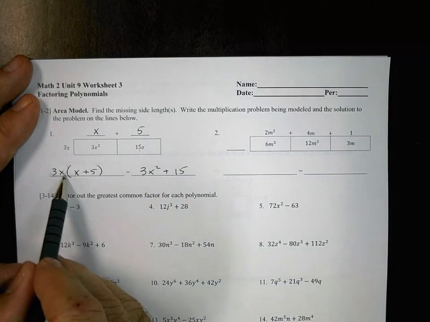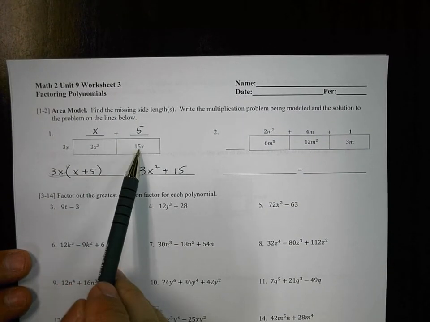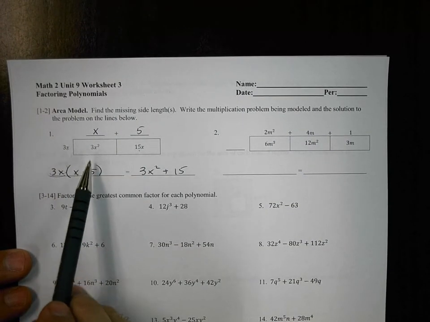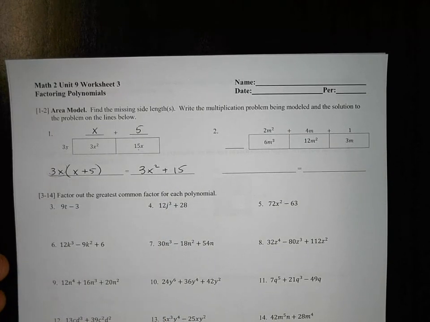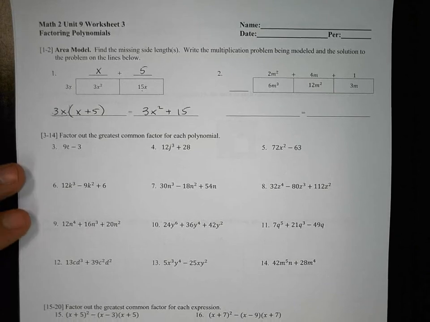The 3x is our GCF, our greatest common factor. Both of these share a 3x. Take it out, and what's left over? x plus 5. Okay, let's jump down here and let's do a few of these together.